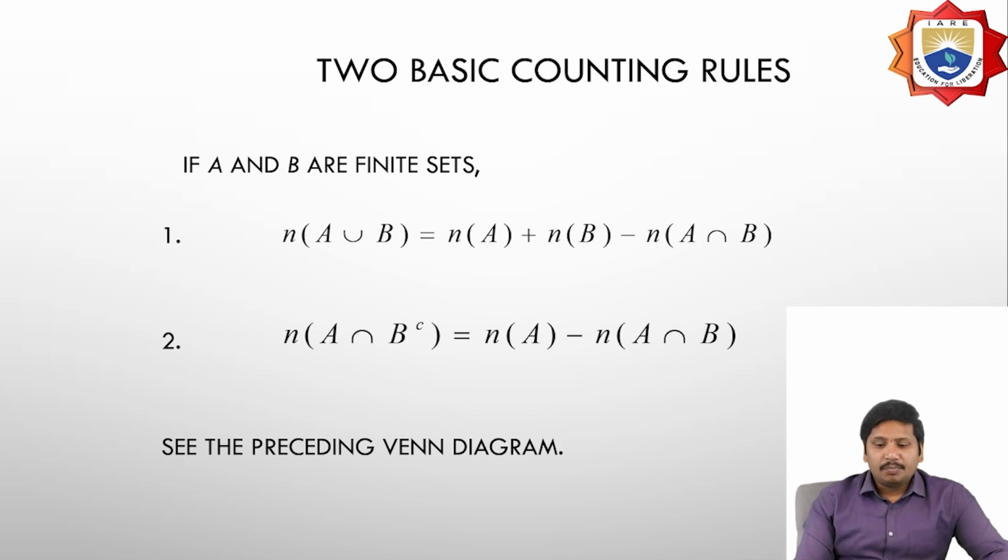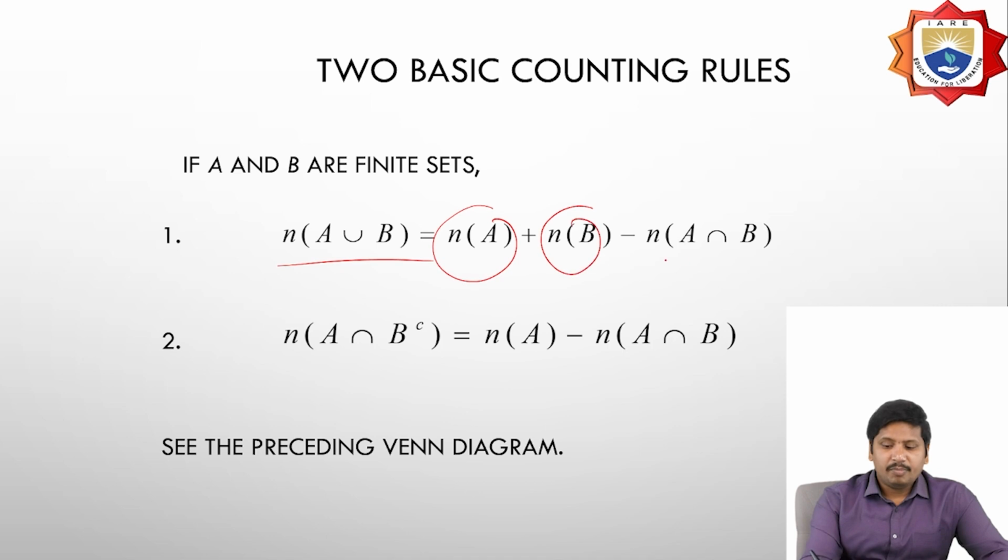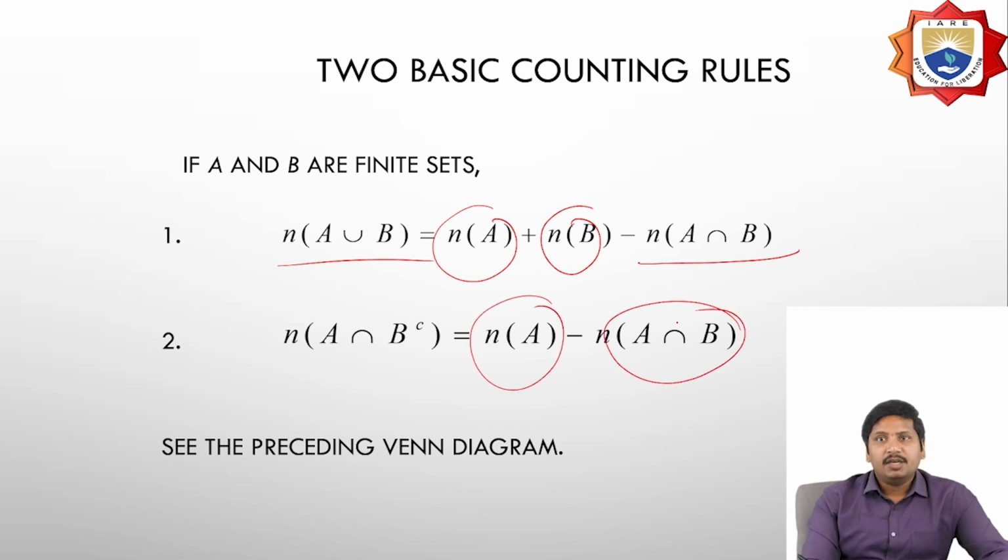And now some basic counting rules. What I'm going to follow is that N of A union B can be calculated as N of A plus N of B minus N of A intersection B. And similarly, N of A intersection B complement should be written as N of A minus N of A intersection B.